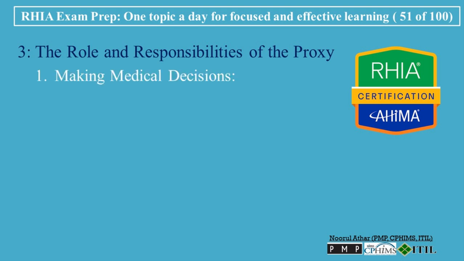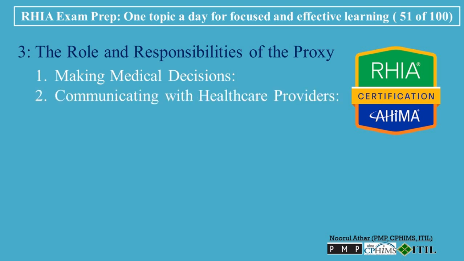1. Making medical decisions. The primary responsibility of the healthcare proxy is to make healthcare decisions on behalf of the principal when they are unable to do so. These decisions can range from choosing specific medical treatments to making end-of-life care decisions. 2. Communicating with healthcare providers. The proxy serves as the main point of contact for healthcare providers, ensuring that the principal's preferences are communicated effectively. This includes discussing treatment options, understanding medical conditions, and making informed decisions based on the principal's wishes and best interests.